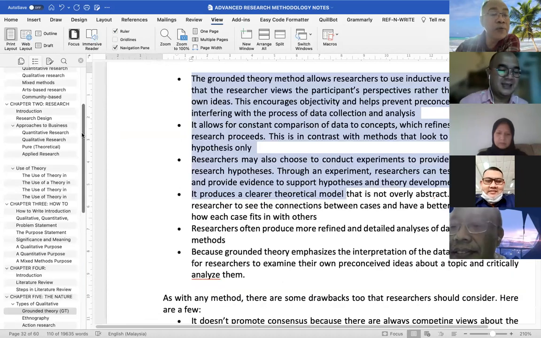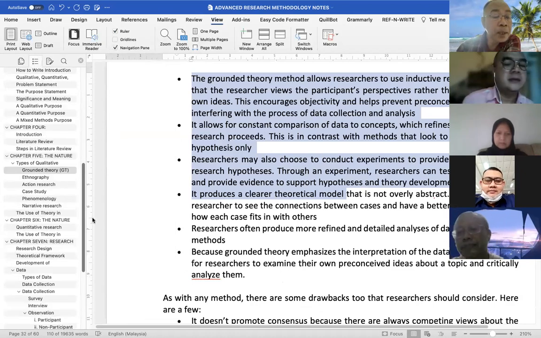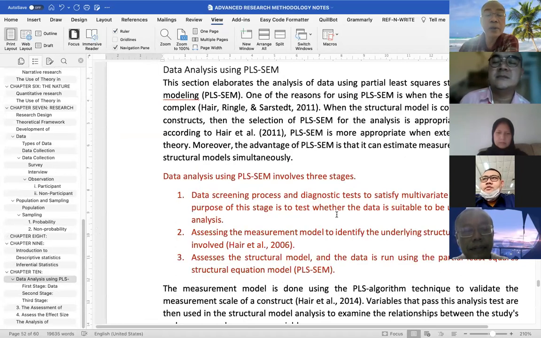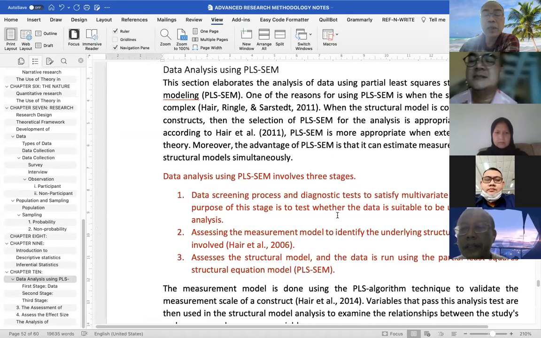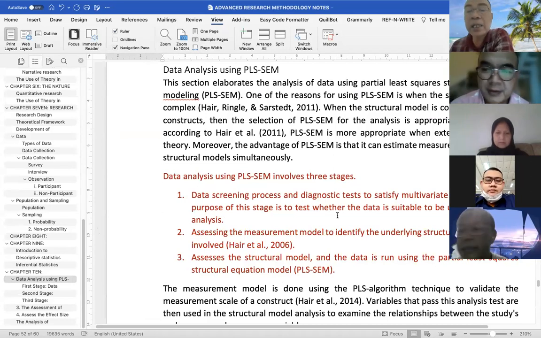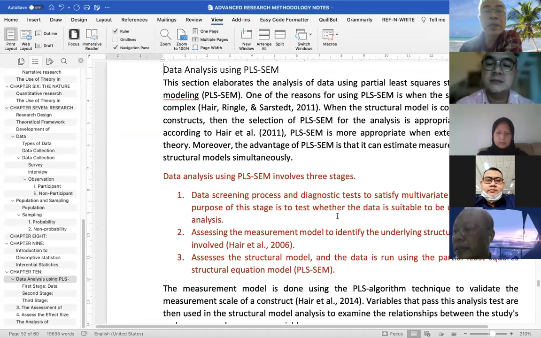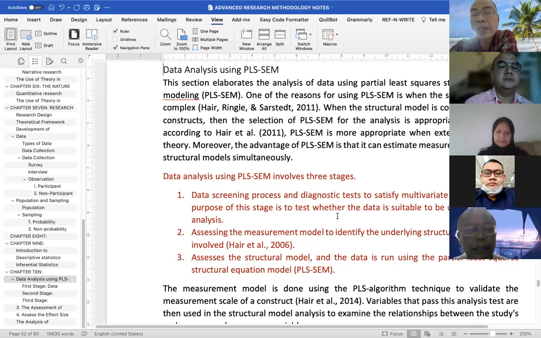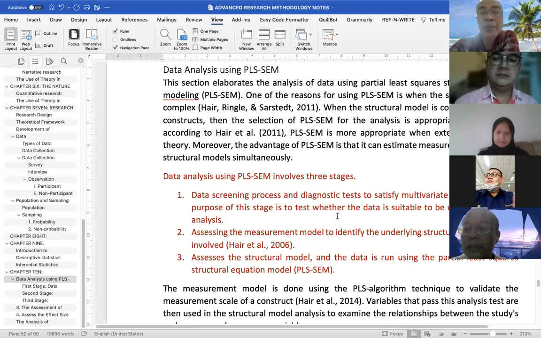Yeah. Next week we will review Chapter 10. You read before coming to class. Last week we cover, but next week we will review and we will discuss in more detail, yeah, about this data analysis using PLS-SEM. And then, inshallah, in May we will have a workshop on PLS-SEM. Before going to workshop, we need to understand the theory behind the PLS-SEM. Yeah?